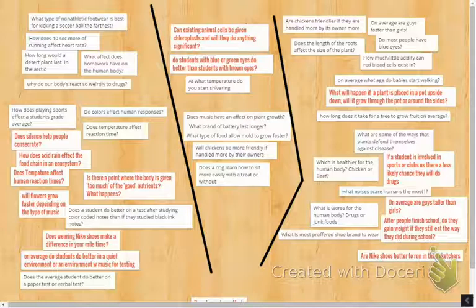You could have different types of shoes. You could have your different variables. You could make sure the constants are the same. All those different things. You could do things like this.